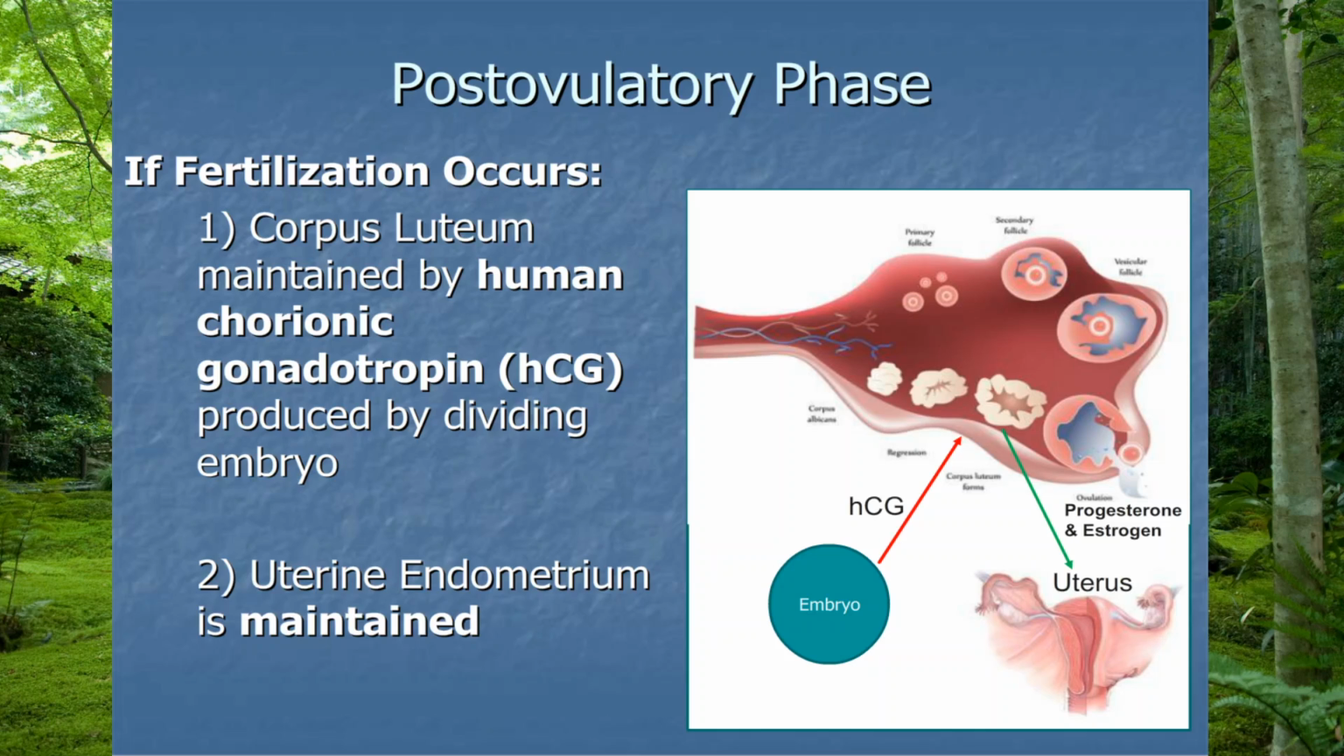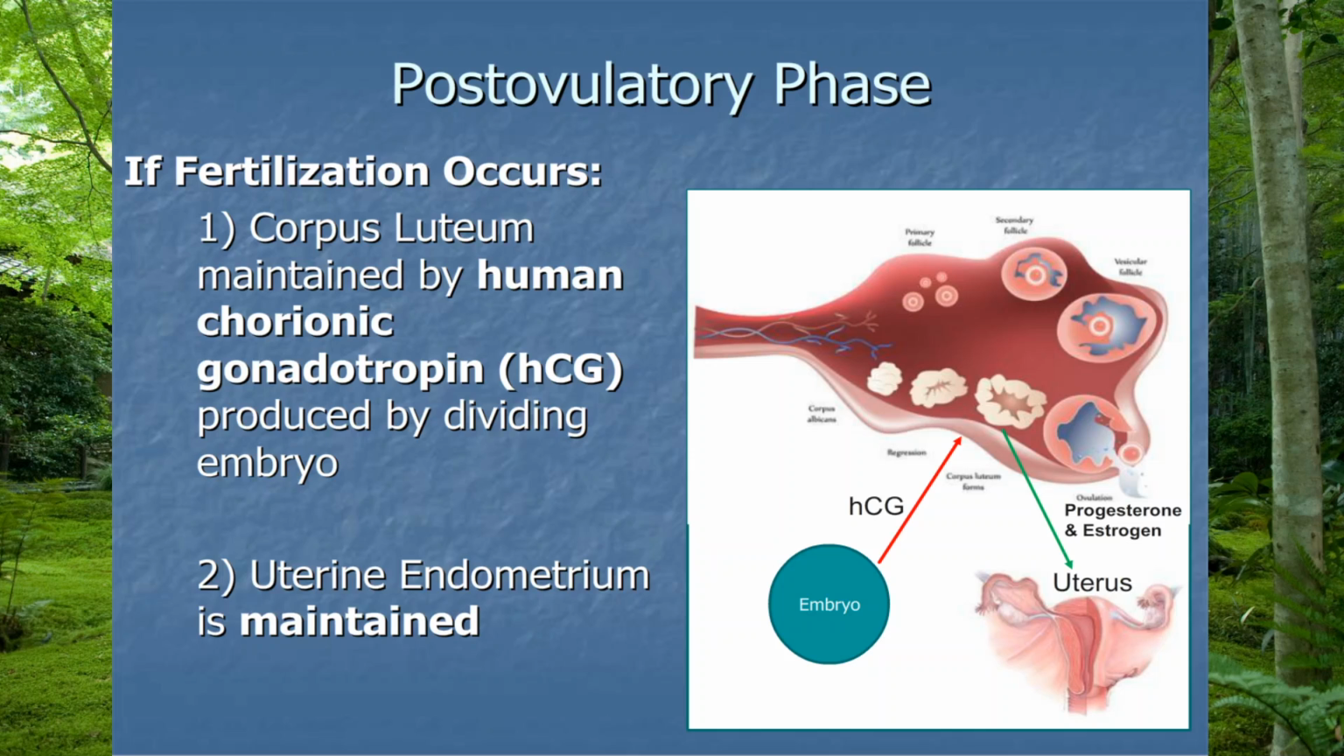If the corpus luteum doesn't break down, it will continue to secrete progesterone, which is necessary for maintaining the uterine lining. And this is really important because if you're pregnant, you want to make sure that uterine lining is nice and maintained. In the first couple months of pregnancy, that is the job of the corpus luteum. Now let's look at the opposite.